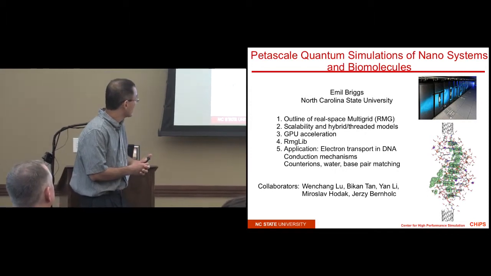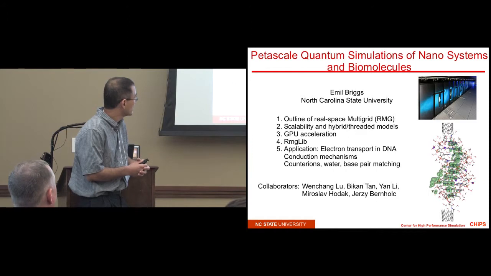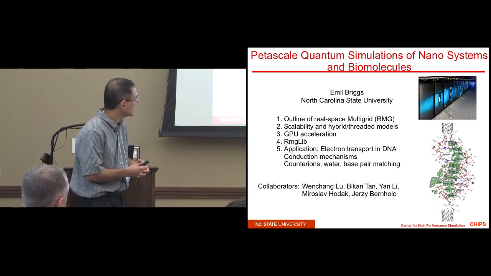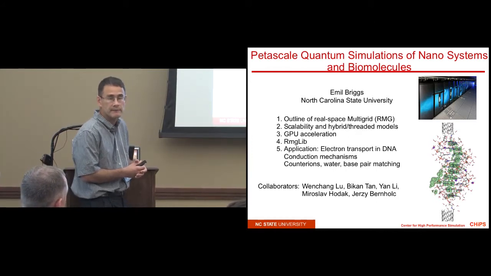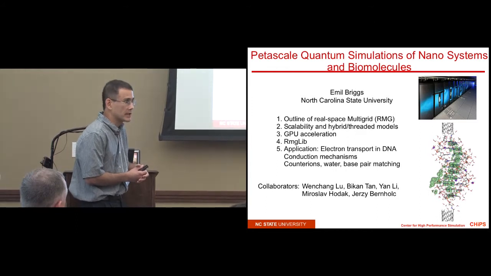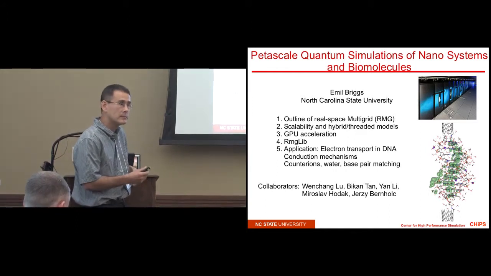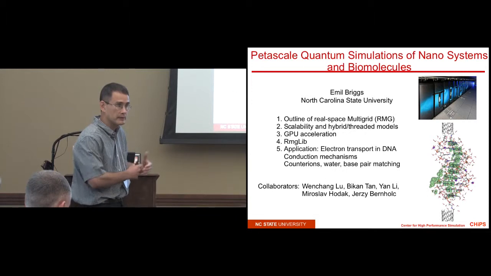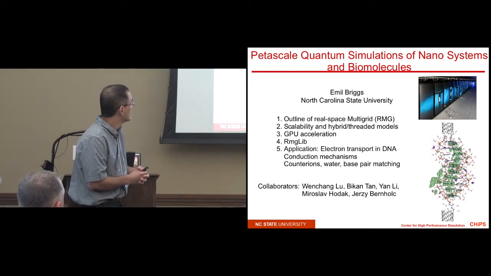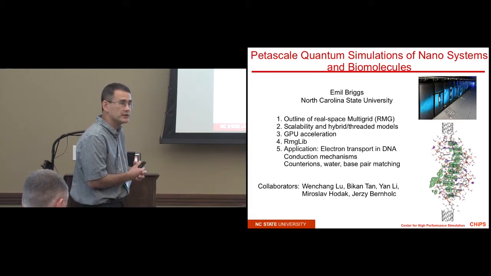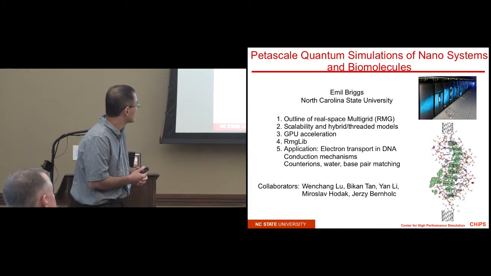And the particular code that we use is called RMG, and it uses real space grids, representing quantities of physical interest, such as electronic charge density and ionic potentials, on grids in space. We use a multigrid method to precondition and accelerate our solutions.